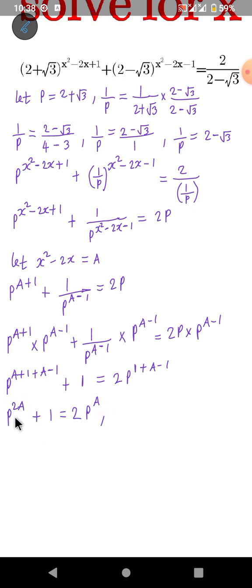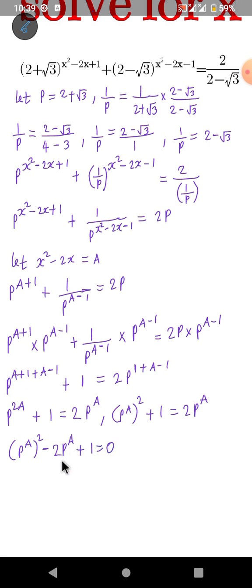I can write this expression here now as p raised to the power of a all raised to the power of 2. Then plus 1 equal to 2p raised to the power of a. Then now I'm going to take this 2p raised to the power of a to the left hand side. So we now have p raised to the power of a squared minus 2p raised to the power of a, then plus 1, all equal to 0.